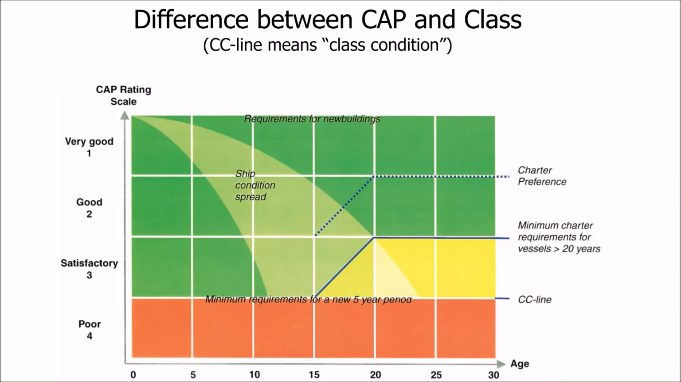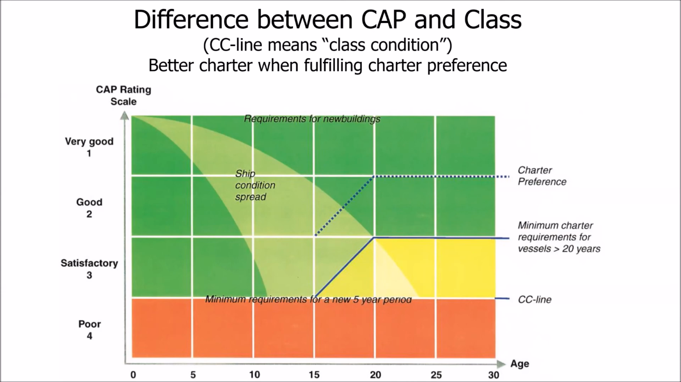So CC line means class condition. You remember what it's called if it's a condition of authority. That is CA, condition of authority, if the class has written a remark against SOLAS or MARPOL. Better charter when fulfilling charter preference.